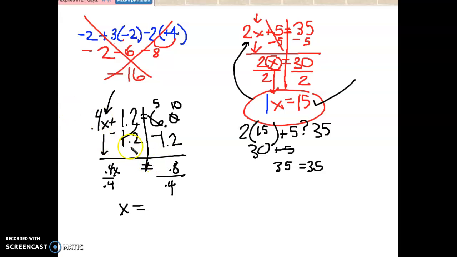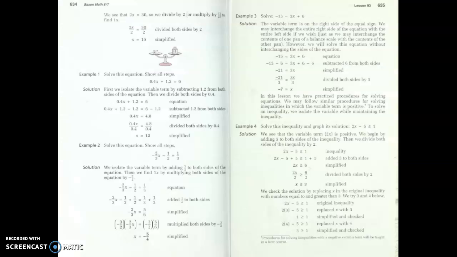And I would tell you 5 minus 1 is actually 4.8. There we go. Sorry about that. Anyway, when you divide 4 and 8/10 divided by 4/10, you get 12. And there is your answer. Let's go ahead and do this equation right now.